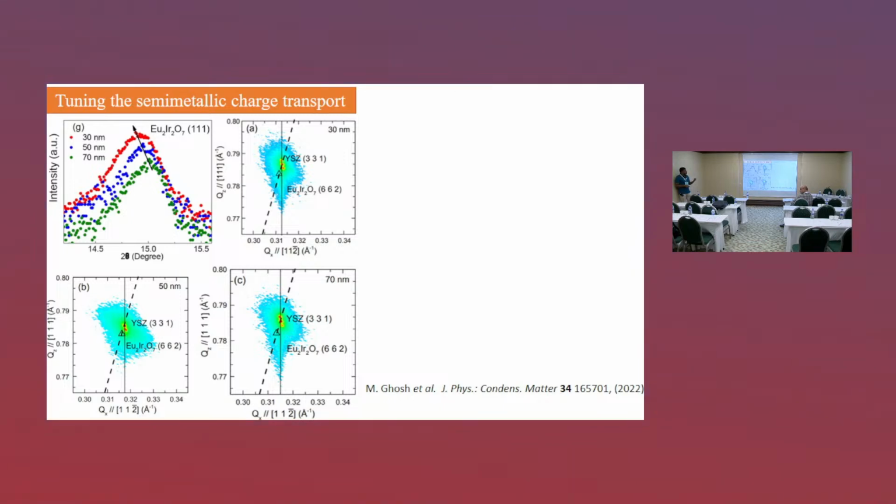I think the composition will change a lot when we grow the lower thickness. That's why we will not be able to conclude whether this is dimension dependent or not.